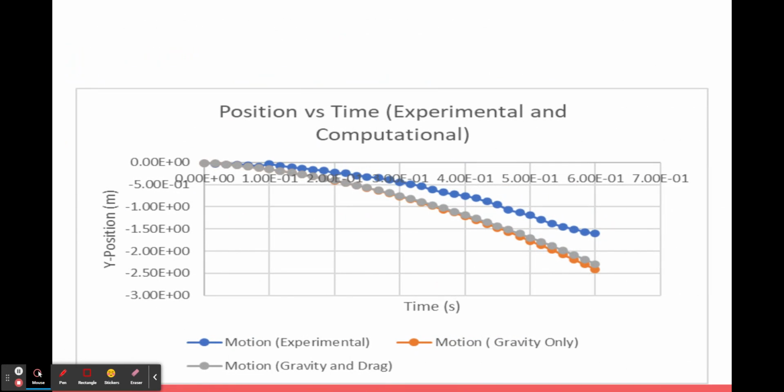So here is the graph, finally. I used all the computational models and experimental data, and I put them into one graph. Now, as you see, the motion of gravity and drag and motion of gravity only are pretty similar to each other, but they vary quite heavily from the experimental value, which is the blue line. This is likely due to me messing up in Tracker. In order to get the data from Tracker, I have to click as the ball is falling, and I probably mess up with my clicking, which is also why this graph does have a small curve here going upwards. That's not supposed to happen. So this is probably why the gravity and drag is so heavily different from the actual experimental value.